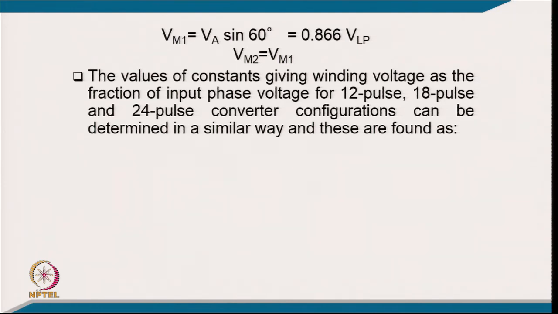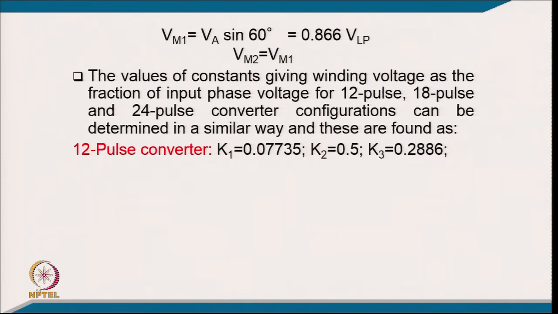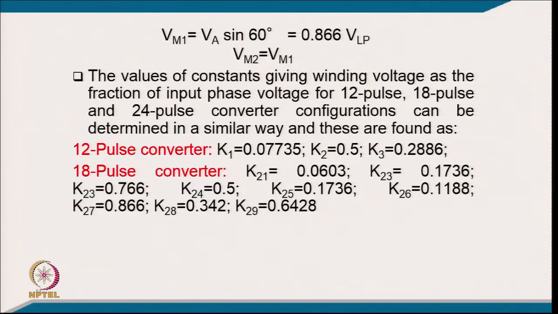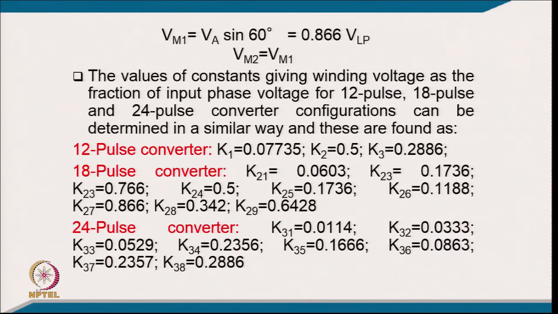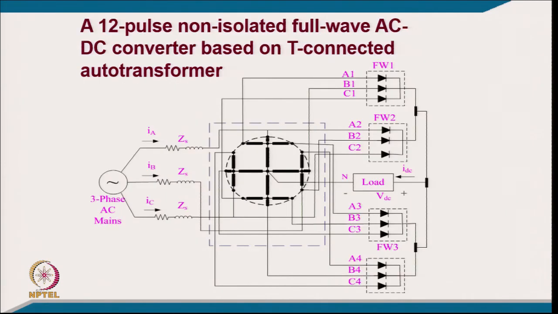The values of the constants giving the winding voltage as a fraction of the input voltage for 12-pulse, 18-pulse and 24-pulse converter configurations can be determined in a similar way. For a 12-pulse converter you need to convert 3 phase to 12 phase, for 18 pulse you have to convert 3 phase to 18 phase, and for 24 pulse you have to convert 3 phase into 24 phase. These are the constants you require for the 12-pulse converter, which we have used in the winding configuration. Similarly, for 18 pulse these are the constants for each required winding design, and for 24 pulse these are the typical constants. You can then see how the connection looks for 12 pulse.